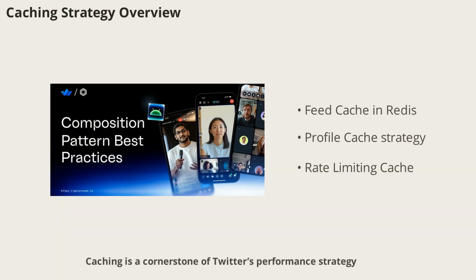Caching is a cornerstone of Twitter's performance strategy. The feed cache stores user timelines in Redis, enabling instant timeline loading. User profile cache keeps frequently accessed profiles ready for quick retrieval. Rate-limiting cache uses Redis to track API requests, preventing abuse and ensuring fair access. These strategies collectively reduce latency and improve user experience.